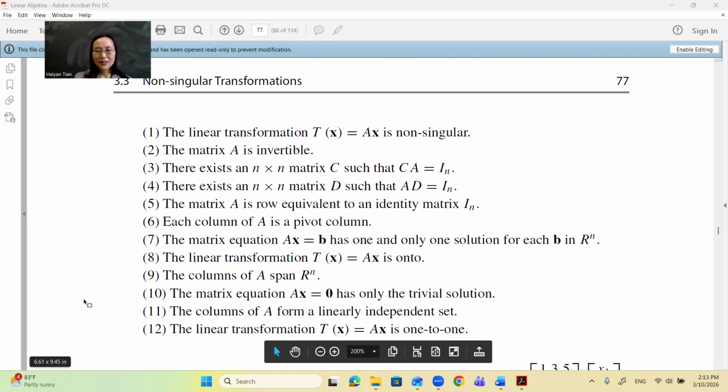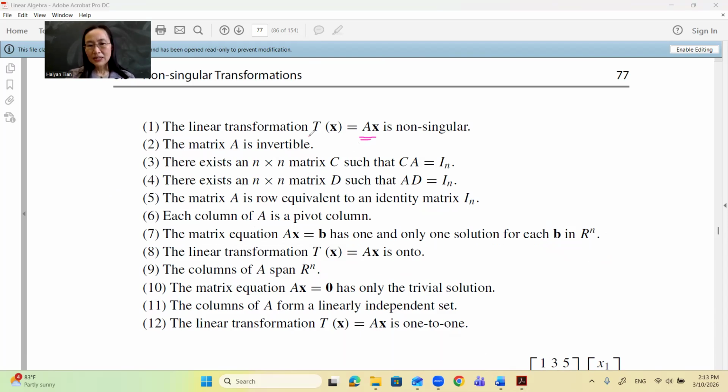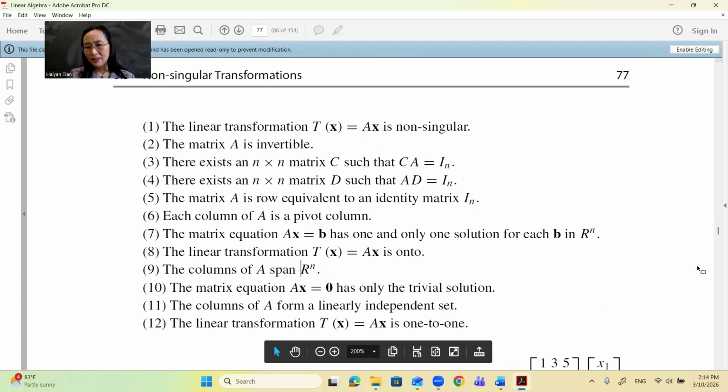Just meaning the A matrix corresponds to a non-singular linear transformation if and only if all the others are also true. So that means this linear transformation is not only one-to-one, also onto, also has a unique solution for the homogeneous system or the general case, non-homogeneous system. So that is a list of equivalent statements.